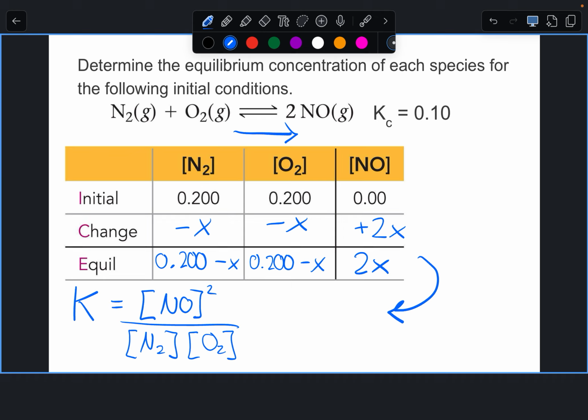Just one more minute. I've put up where I want you to get to at least, or maybe plugging in the equilibrium values, and then we'll do the math in just another minute.